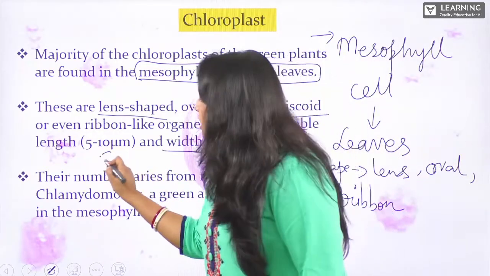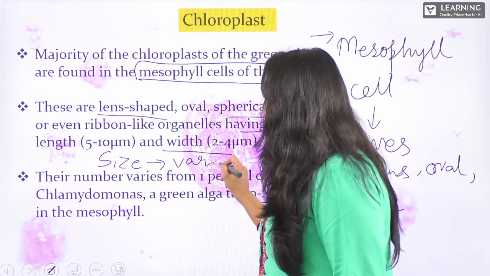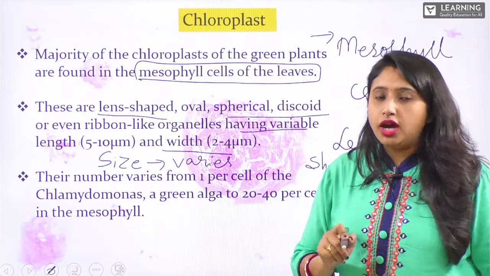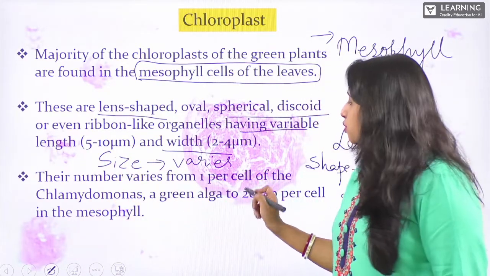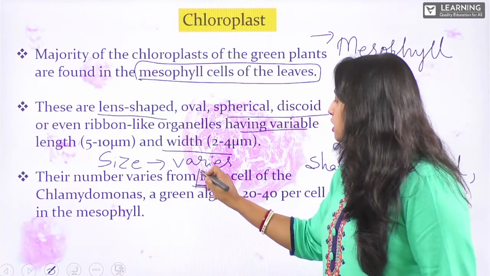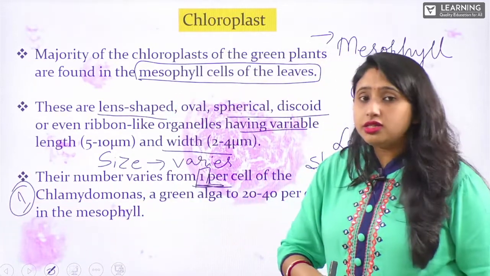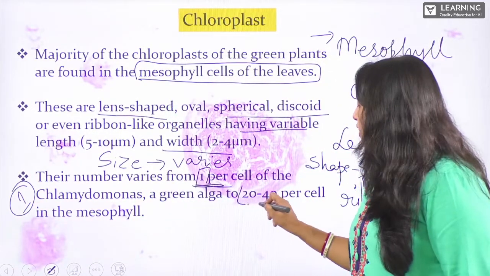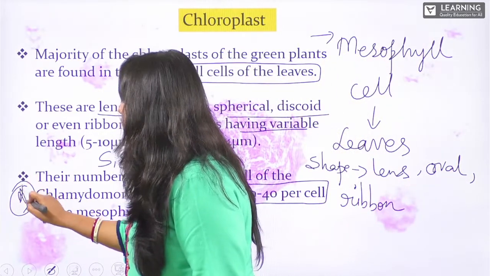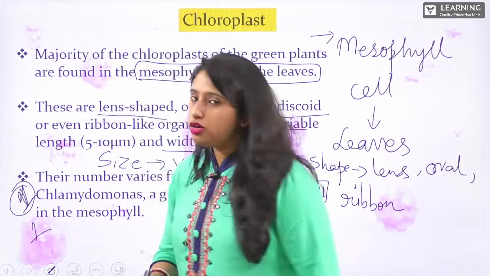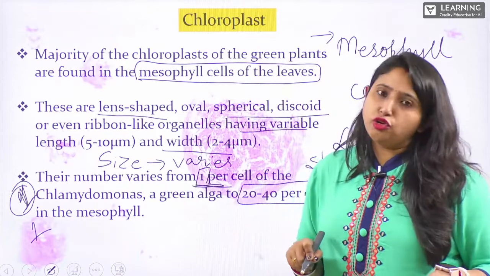The size varies from one plant cell to another. In the case of chlamydomonas, you will see only one chloroplast, whereas in the case of algae, as I said, you might see 20 to 40 chloroplasts per cell.